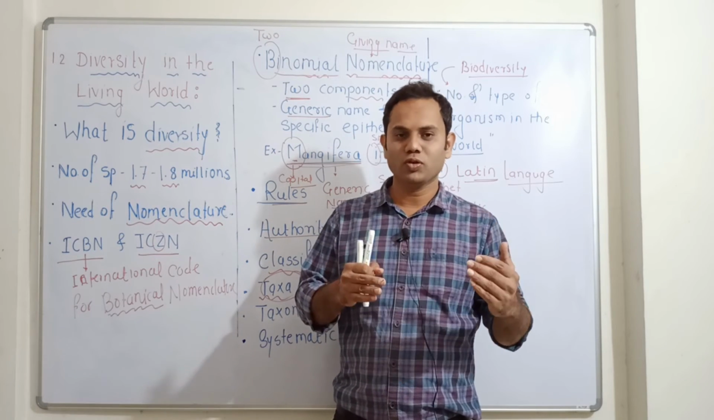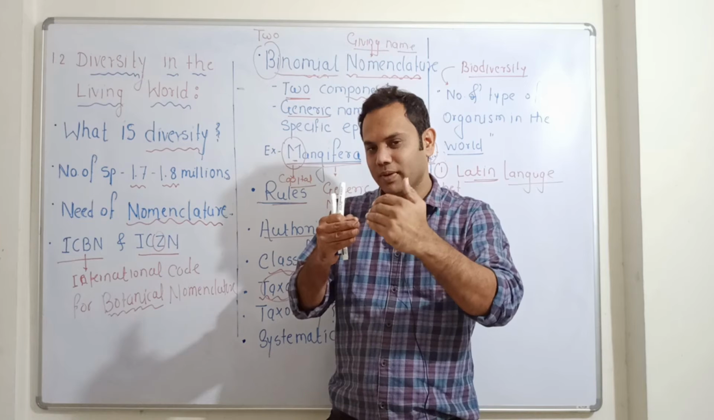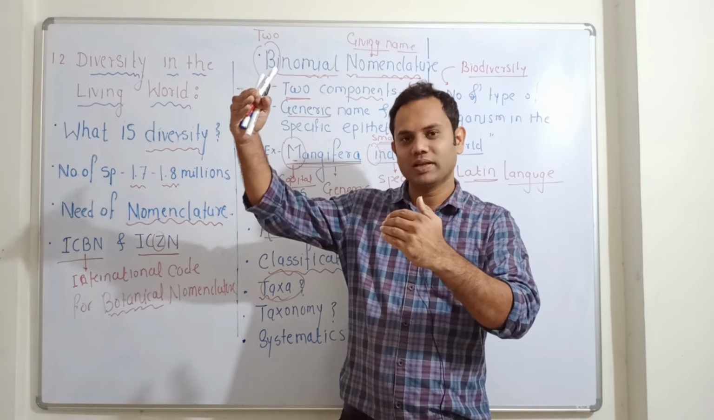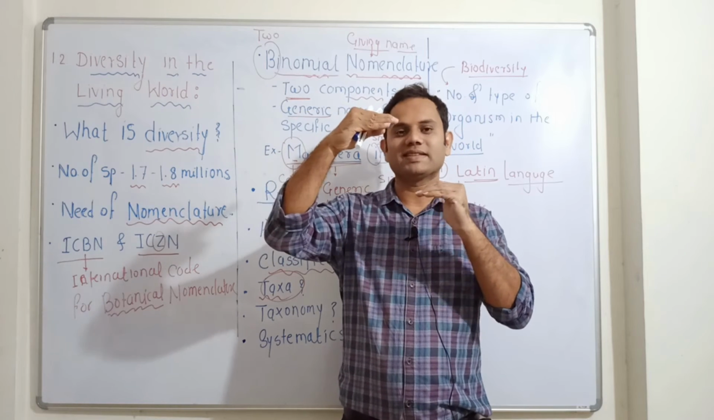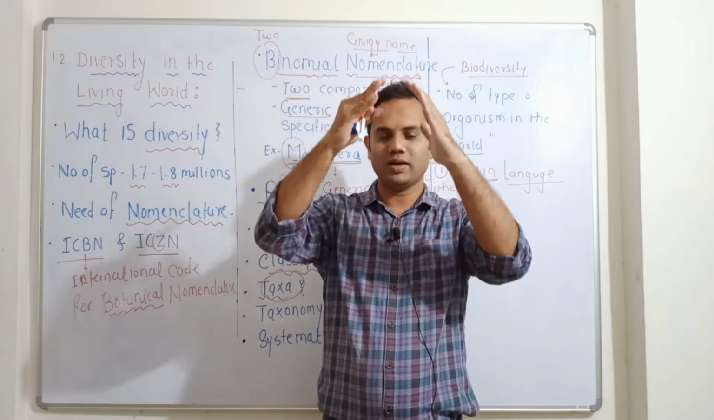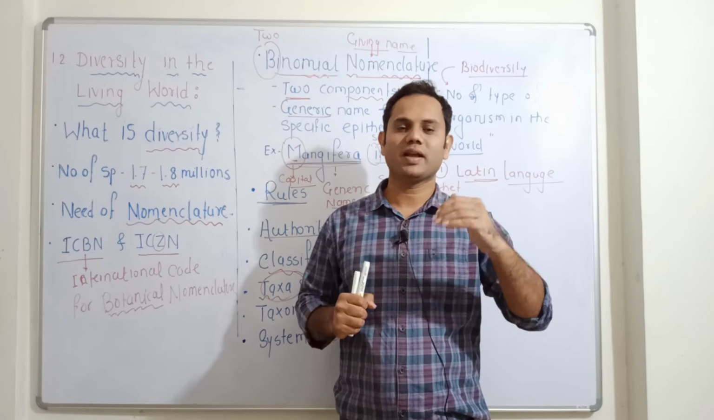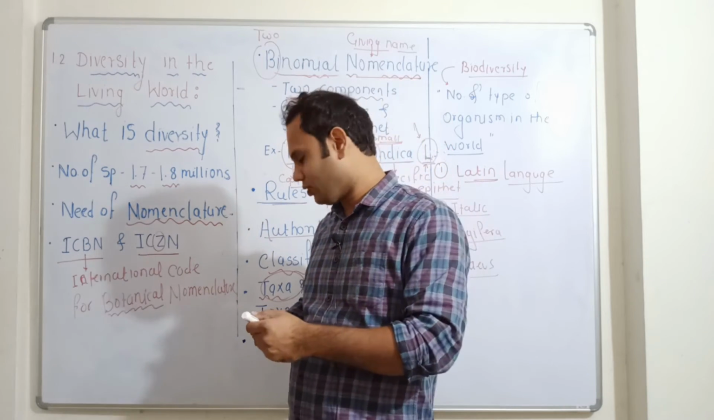Okay, so you know that cat is a mammal, and mammal belongs to the kingdom animals. So these are the taxa at different levels. There are different levels through which taxa can be expressed. So that is called the taxa.